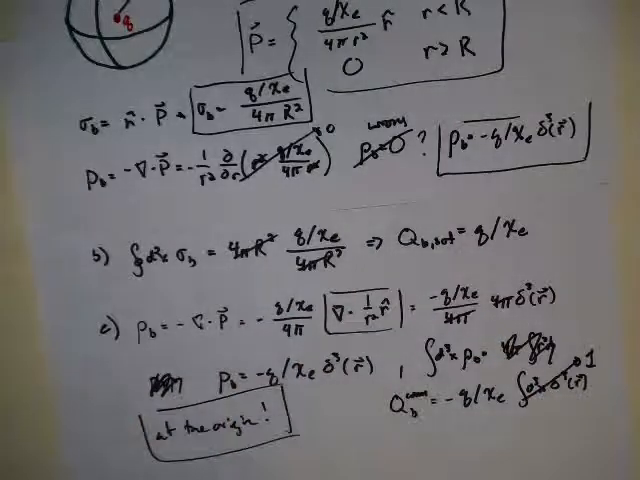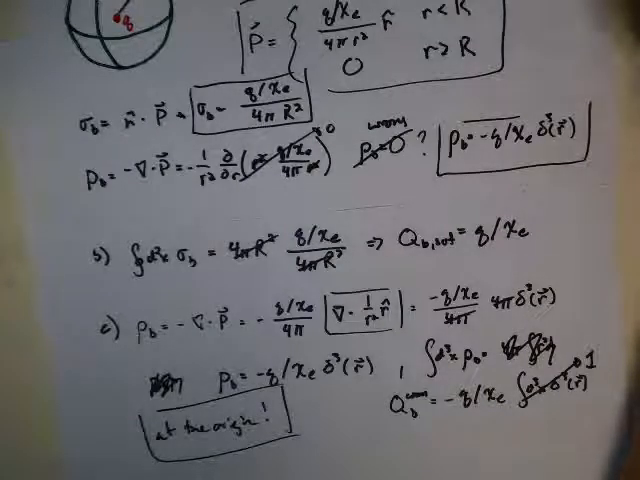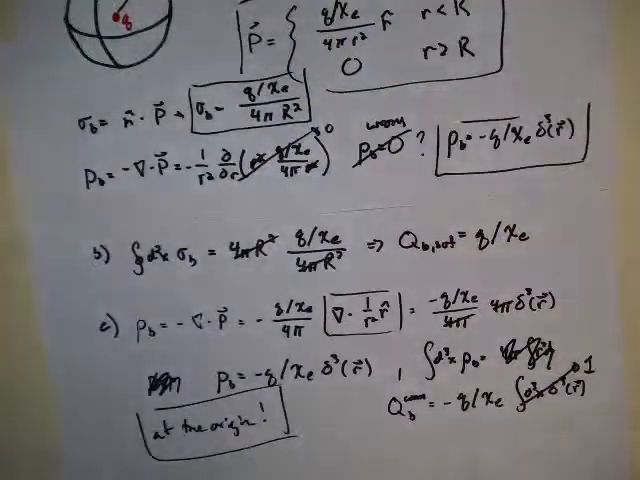Okay, so this was just kind of a problem to make you think about the fact that volume divergences can lead to point charges whenever you have a 1 over r squared type function. That's good. Thank you.